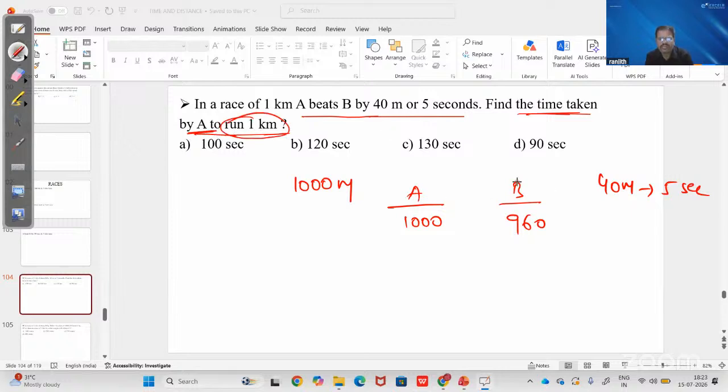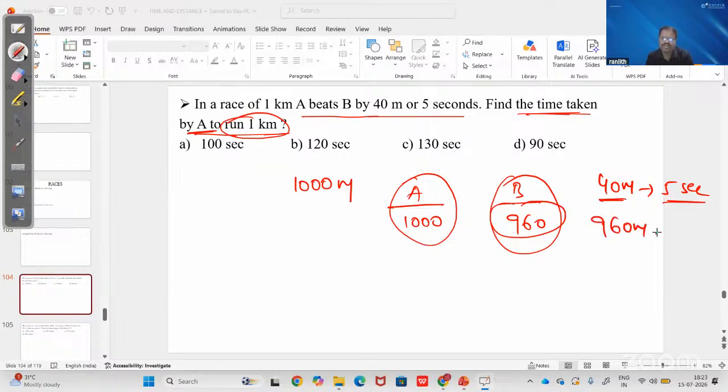Whatever time B takes, A also takes the same time. So 40 meters equals 5 seconds. B has traveled 960 meters. In the 4 table, 96 we get 24 times. 24 into 5 will be equal to 120 seconds.